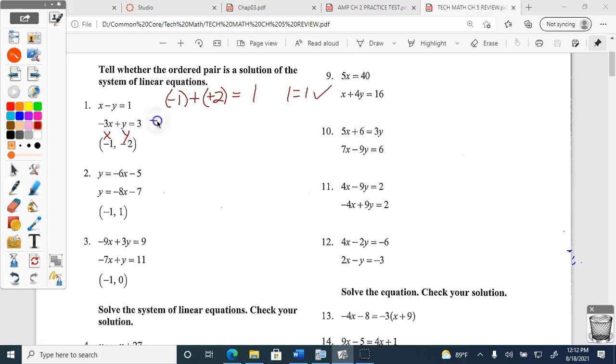Same thing for this one. -3 times -1 plus -2 should equal 3. 3 plus -2 would be 1. Does 1 equal 3? No. So this one is a no.